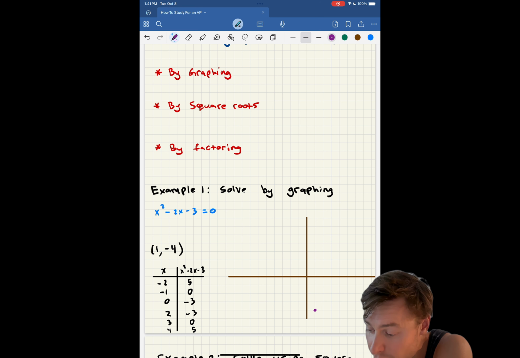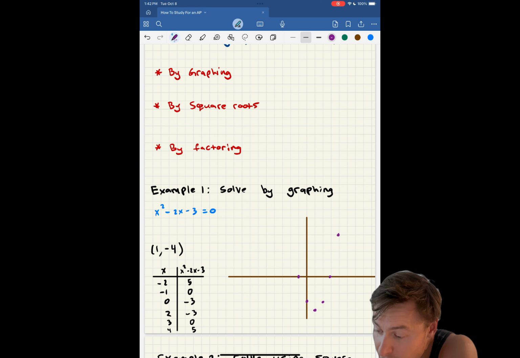Great, so I'll go ahead and plot this now, starting with my vertex, which is over 1, down 1, 2, 3, 4. There's my vertex, and then from there I've got the points (0, -3) and (2, -3), and then I have (-1, 0) and (3, 0), and then I have (4, 5) and I have (-2, 5).